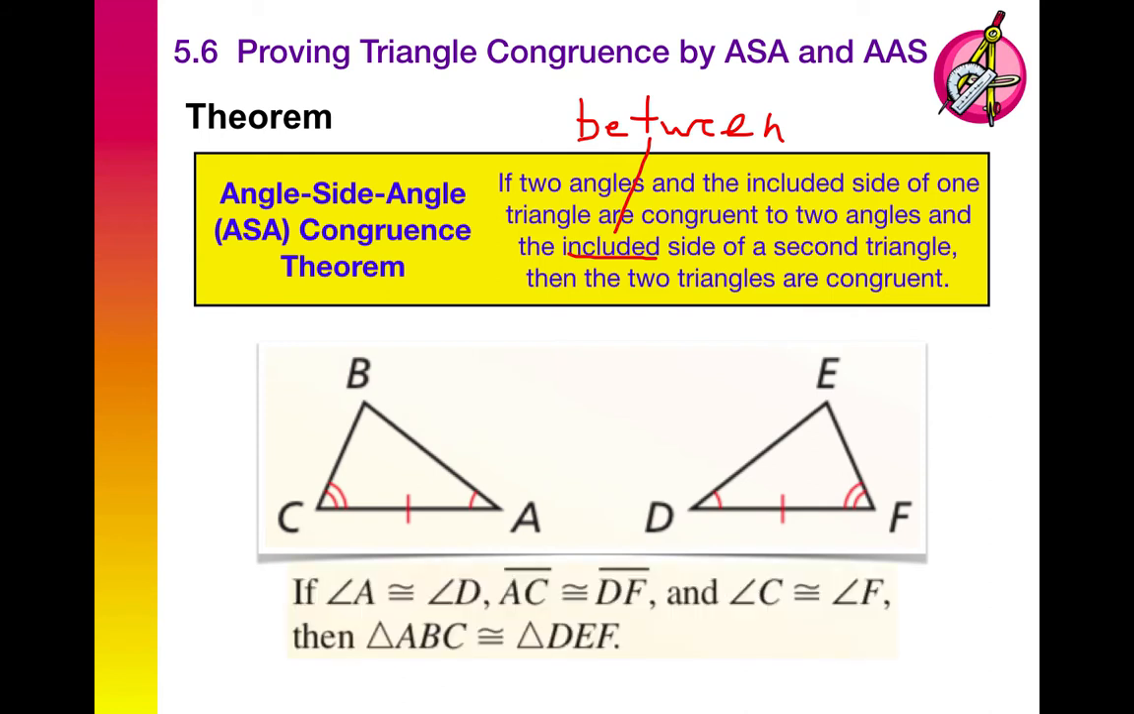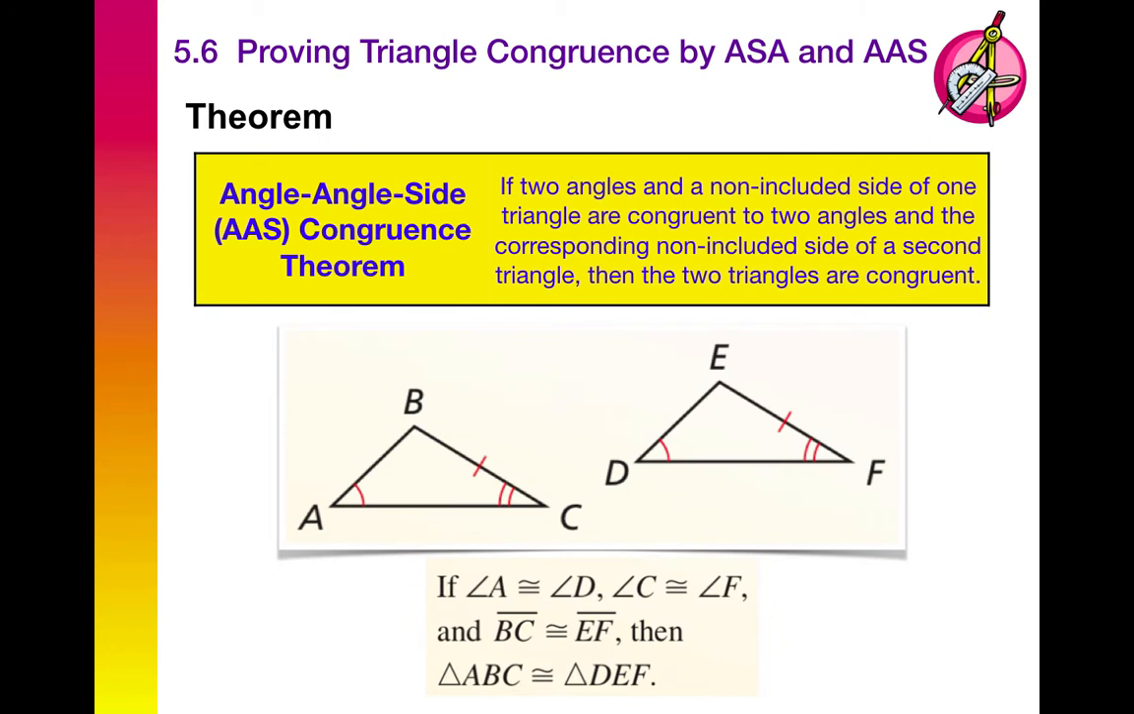Here's another way of stating that. Two angles are congruent and the included side. There's also another theorem that says if we know two angles and a non-included side are congruent, then the two triangles are congruent. So once again, we have not included, so that's not between.